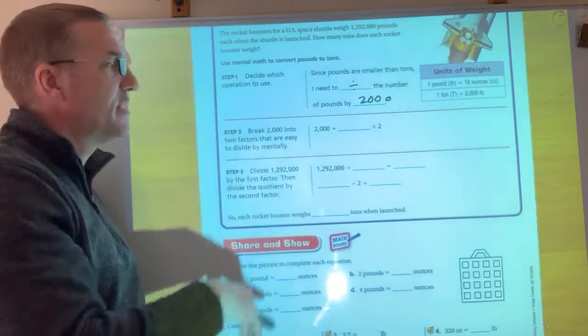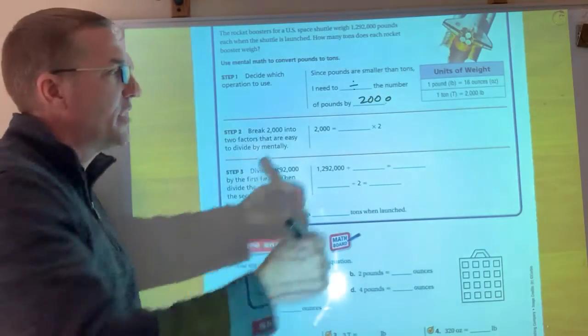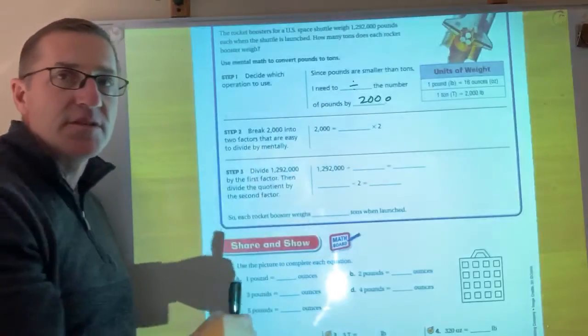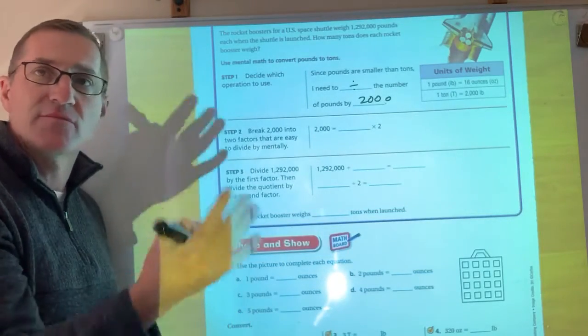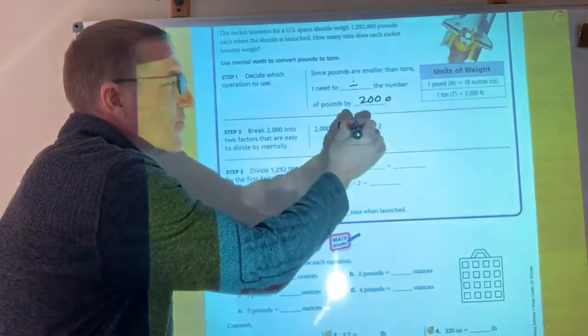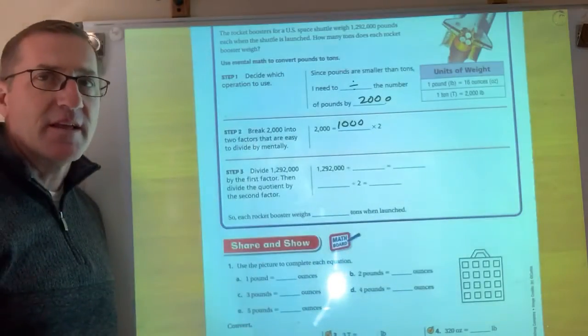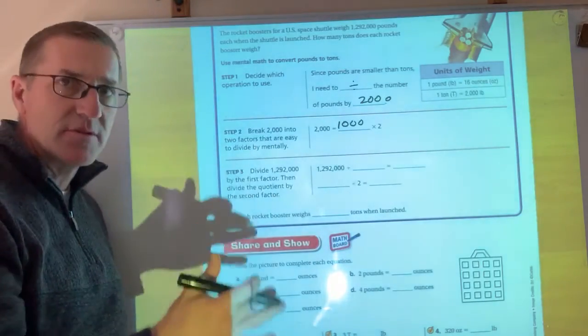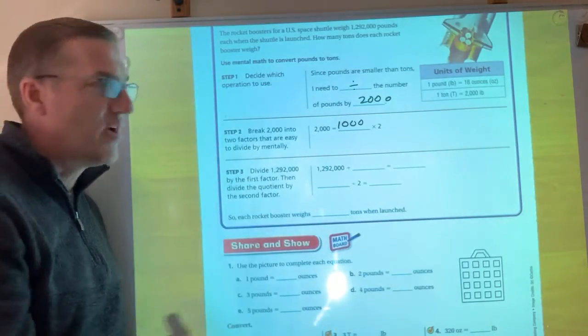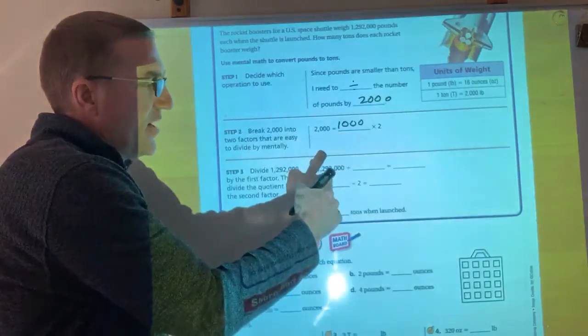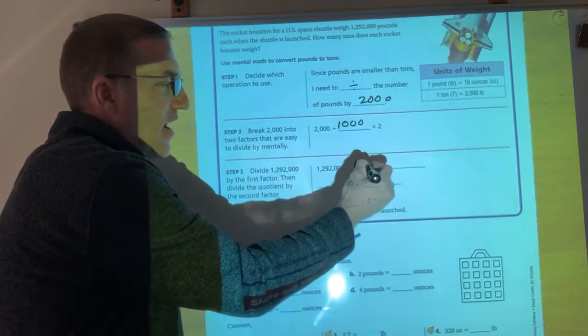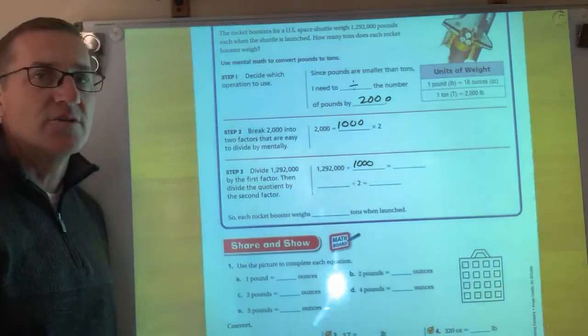So what they're going to do here is break this apart. We're going to take 2,000 equals what times 2? 2 times what is 2,000? 1,000, right? So I'm going to put 1,000 here, and then they're going to divide it. It's kind of like the distributive property, right? I'm going to divide a little part, and then I'm going to divide the rest.